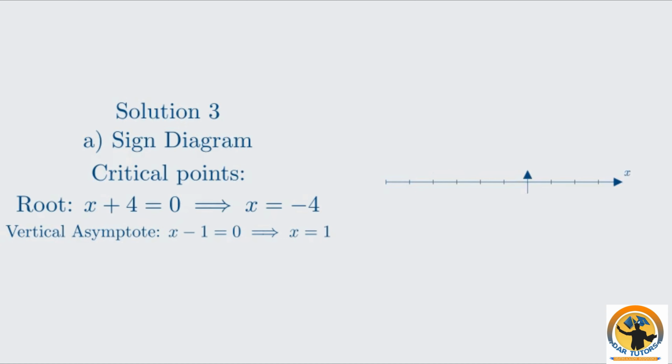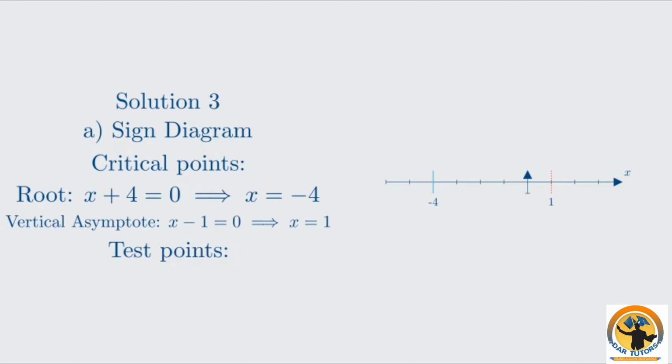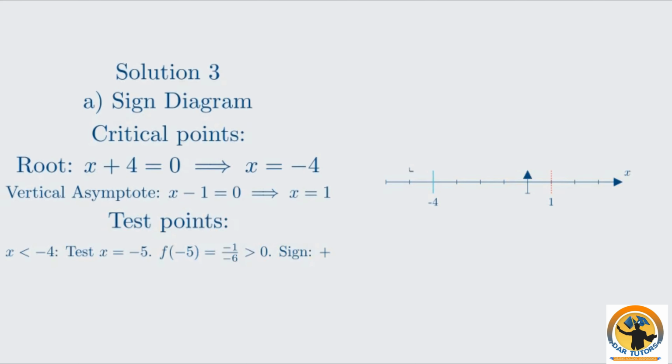We draw a number line and mark these points. We'll use a dashed line at the asymptote x equals 1 and a solid line at the root x equals 4. This divides the line into 3 regions. We now test a point in each region. For x greater than 4, we test x equals 5. The numerator is positive, the denominator is positive. Positive divided by positive is positive.